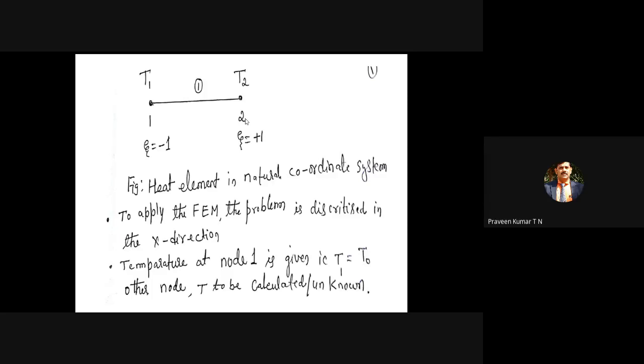So K into T, we have KQ is equal to F equation. But when it comes to heat transfer, K is the thermal conductivity matrix. Q is replaced by the temperature vector. KT is equal to, on the right hand side, the heat flux vector, that is nothing but Q vector.